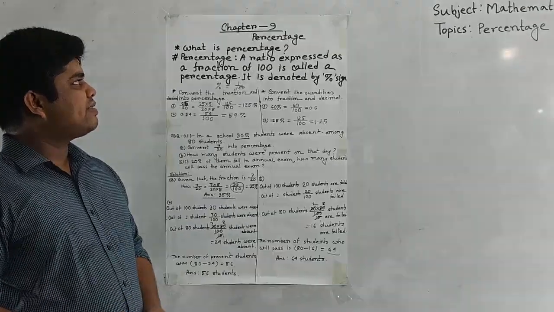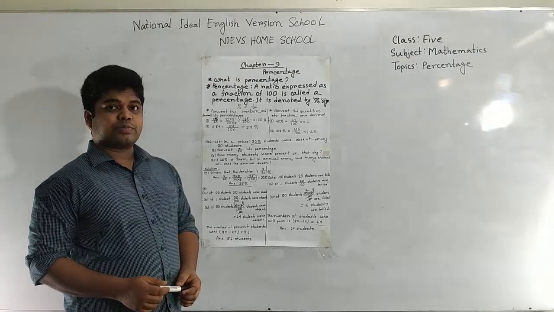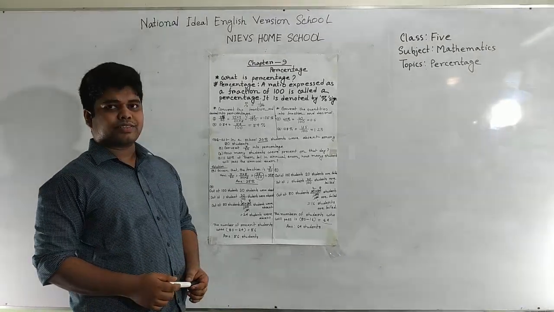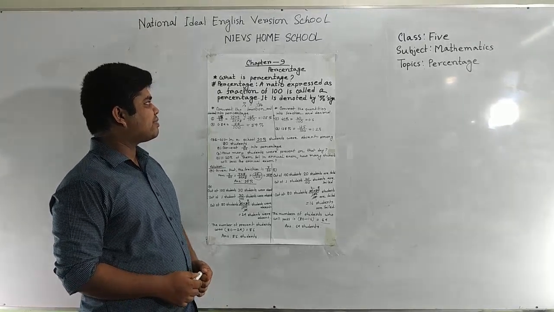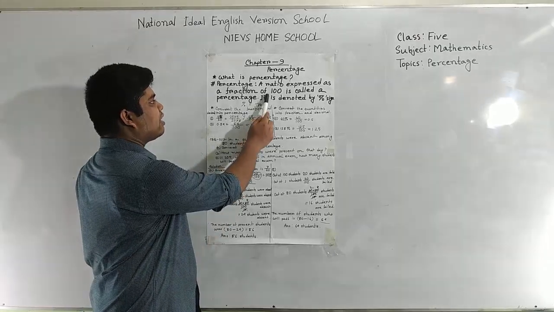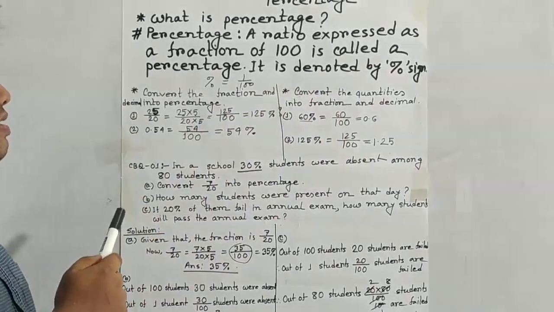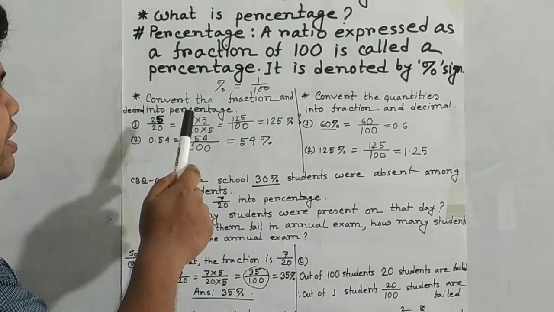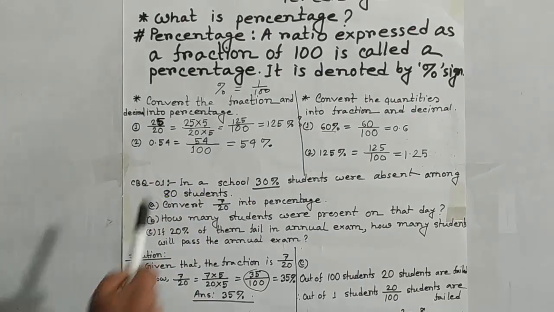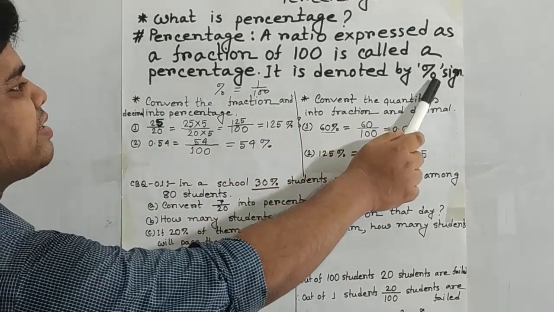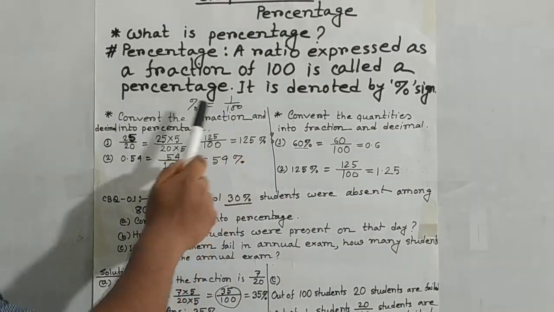Our today's topic is percentage, which is in chapter 9. Before starting our chapter, at first we want to know what is percentage. The definition of percentage is: a ratio expressed as a fraction of 100 is called a percentage. In other words, a fraction whose denominator is 100 is called a percentage. It is denoted by the percentage sign. So percentage means 1 by 100.